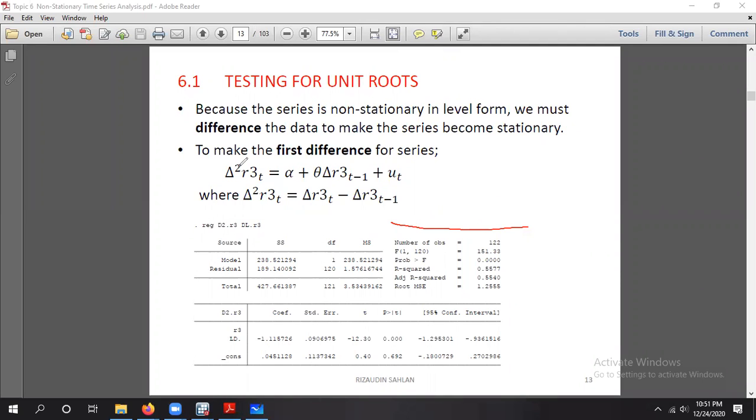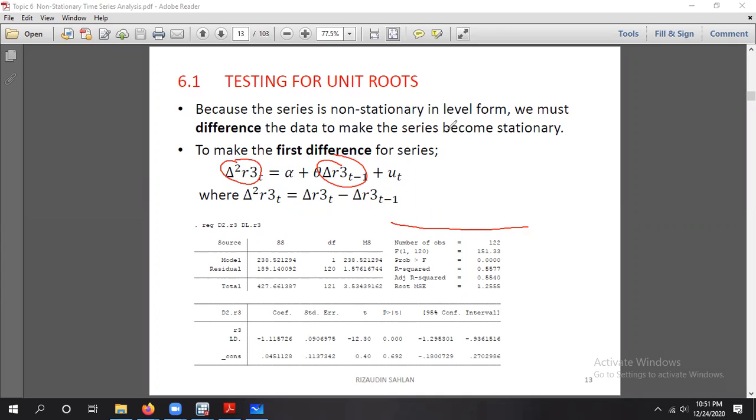The difference squared R3, we regress to the difference R3 at t minus 1, or the lag 1. This is referred to as the second difference, and this is referred to as the first difference.